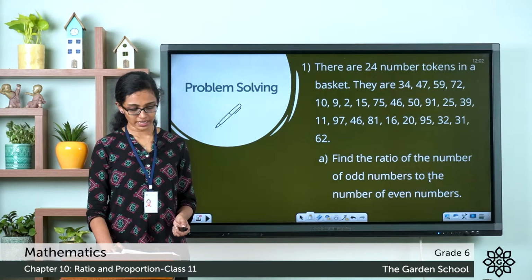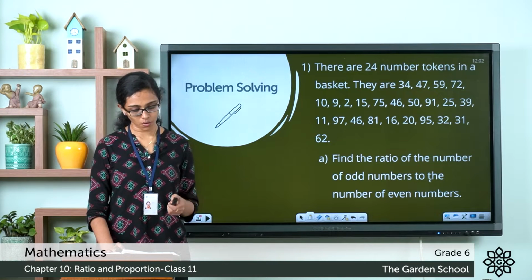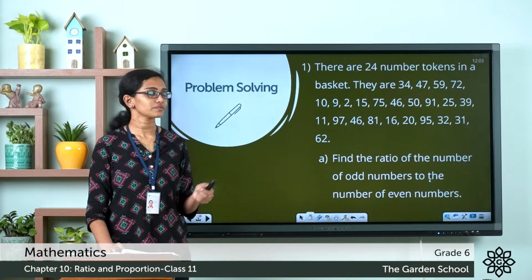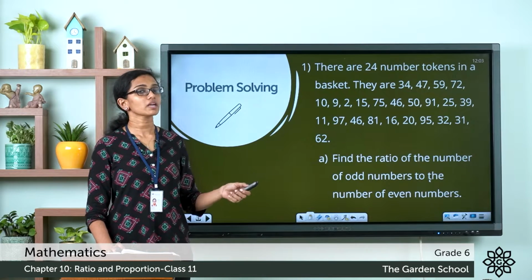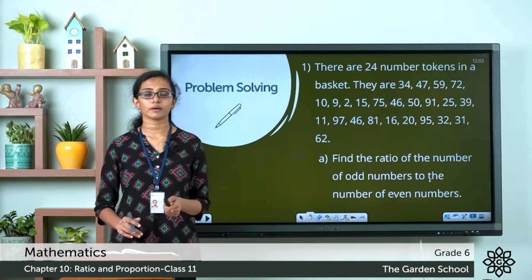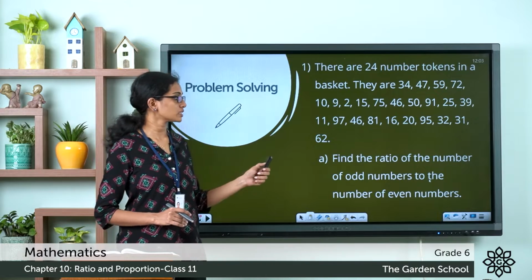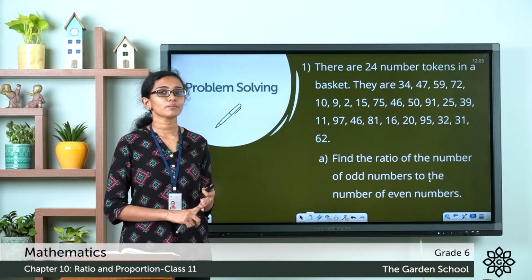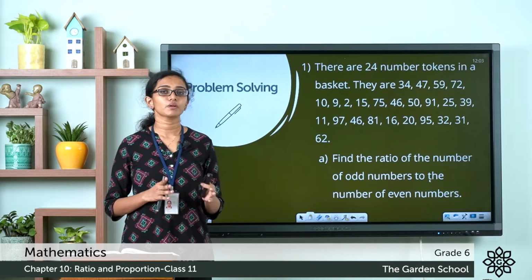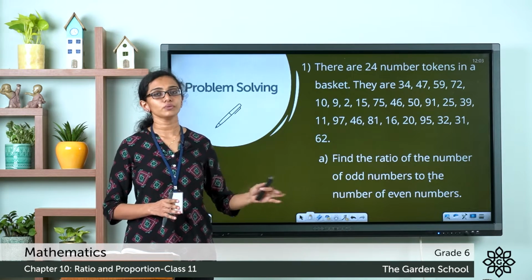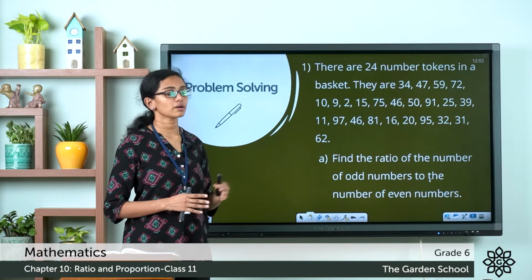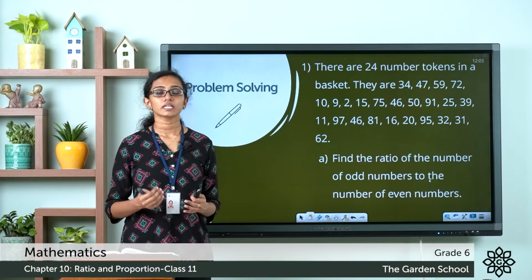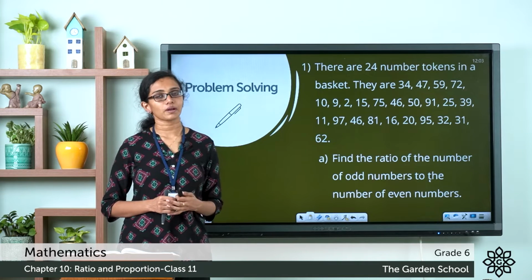Now the first question says find the ratio of the number of odd numbers to the number of even numbers. So from the given list of numbers, we have to see how many are odd numbers and how many are even numbers. You have to count the number of odd numbers and count the number of even numbers, and then write the ratio of the number of odd numbers to the number of even numbers. Follow the same procedure to solve the remaining questions given under question number 1.